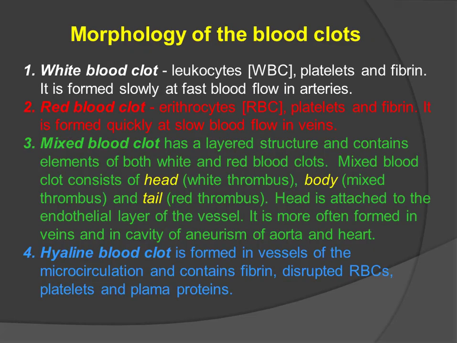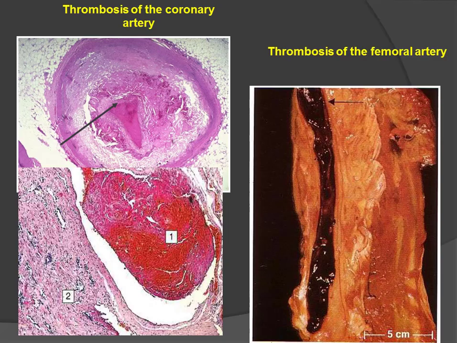Depending on the location and the conditions of formation of the thrombus, the following types of thrombi can be distinguished. White thrombi, composed of platelets, fibrin, and leukocytes, are formed in rapid circulation, mainly in arteries. Red thrombi, composed of platelets, fibrin, and red blood cells, are formed in slow blood flow, mainly in veins. Mixed thrombi consist of the head, which is a white thrombus attached to the vascular wall, the body, a mixed thrombus, and the tail, a red thrombus.